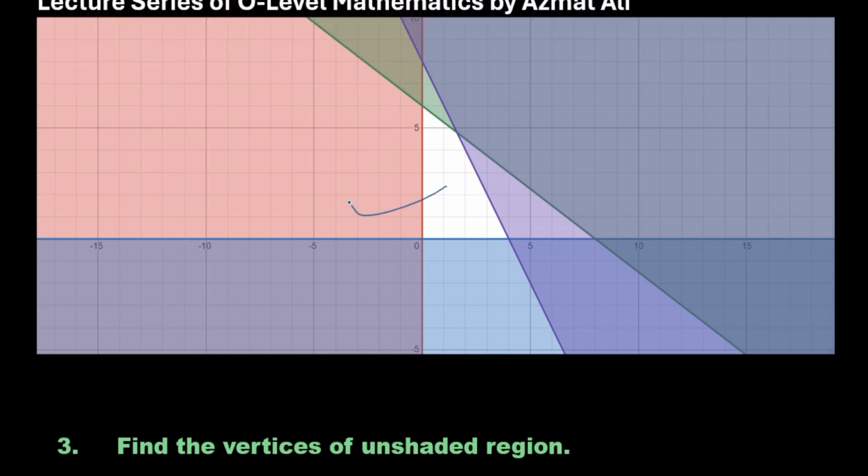This is your required region. This is your unshaded region. This white region shows your unshaded region, and this is our required region.